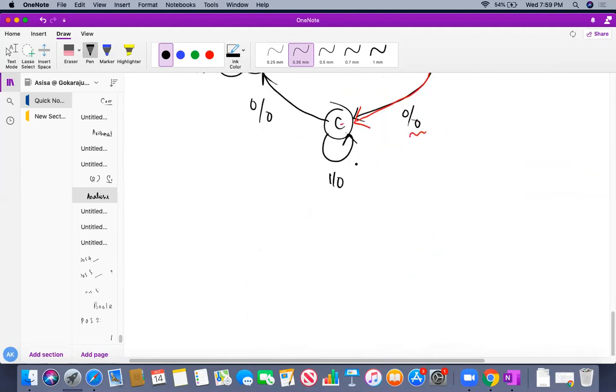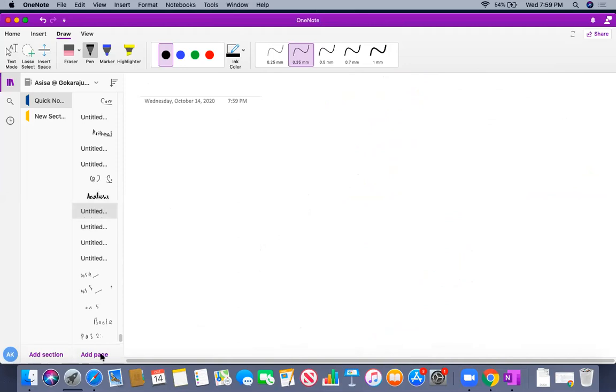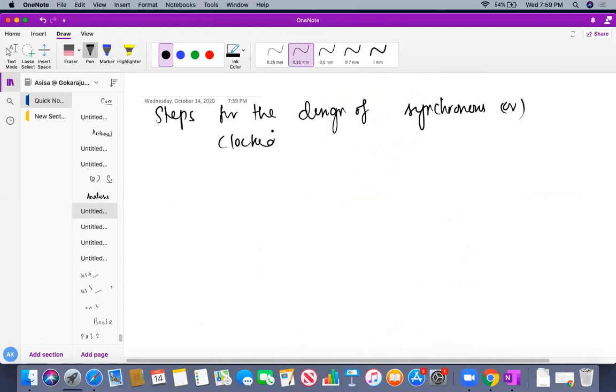Okay, now we'll do a few problems. Those are very important from the GATE point of view. Before that, I'll just tell you the different steps to design. First, steps to design synchronous or clocked sequential circuits. So this is very important. Just try to understand. Steps for the design of synchronous or clocked sequential circuits.